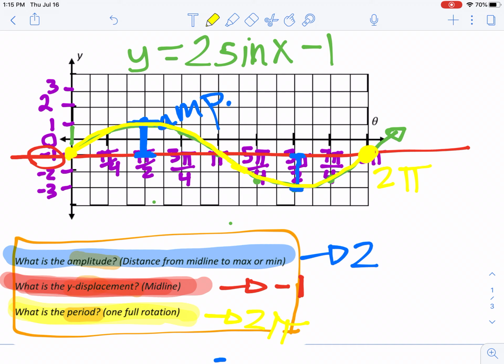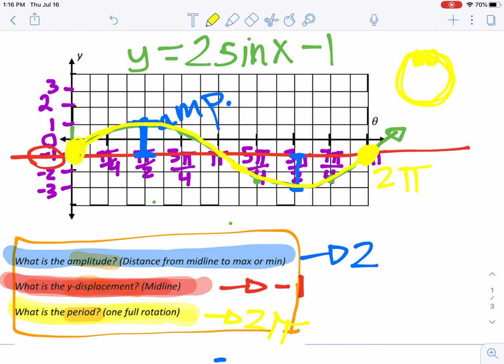I've had some scholars before who say to me, in this case it's yellow, but remember when we first graphed our sine wave it was green, they say, oh, Miss Hamilton, I noticed that if I take that yellow or green curve and connect the start and the end together, it would actually form a full complete circle. And I was like, yeah, sure, that's what a period is. It's how long it takes to do one full complete circle or rotation.